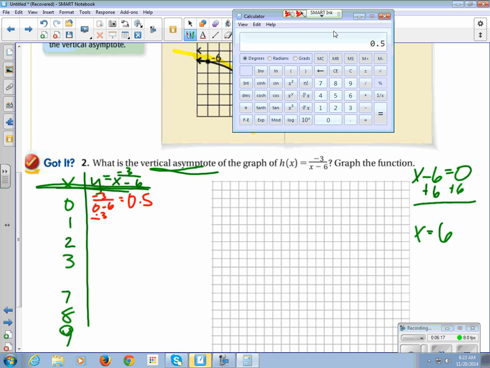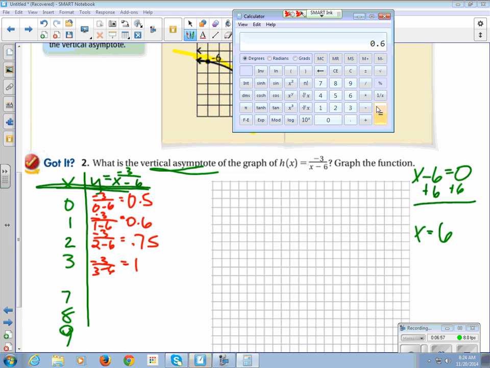Then you have -3 divided by 1 minus 6. I put parentheses because it's the denominator and I don't want it to accidentally divide by 1 before it subtracts the 6. Thank you, order of operations. -3 divided by 2 minus 6, I'm pretty sure will give me 0.75. -3 divided by 3 minus 6 gives us 1.